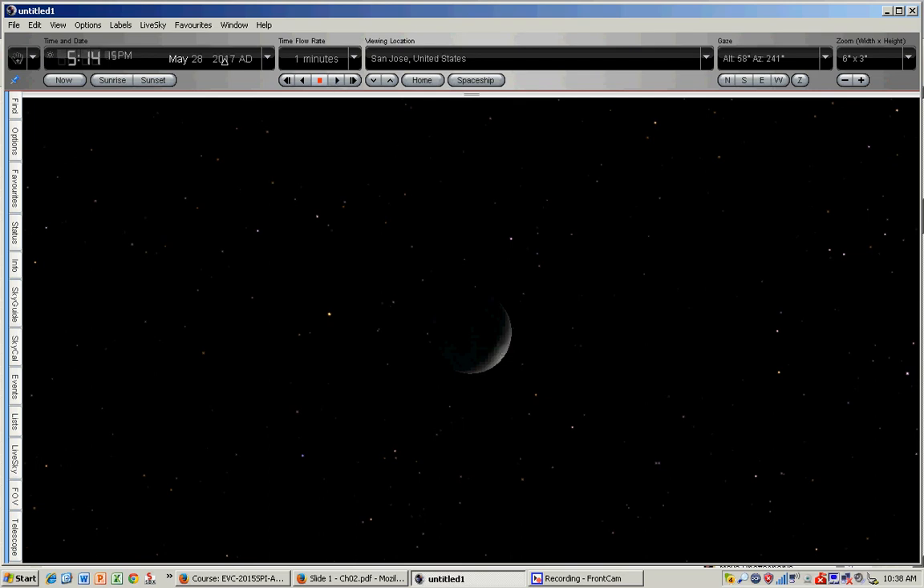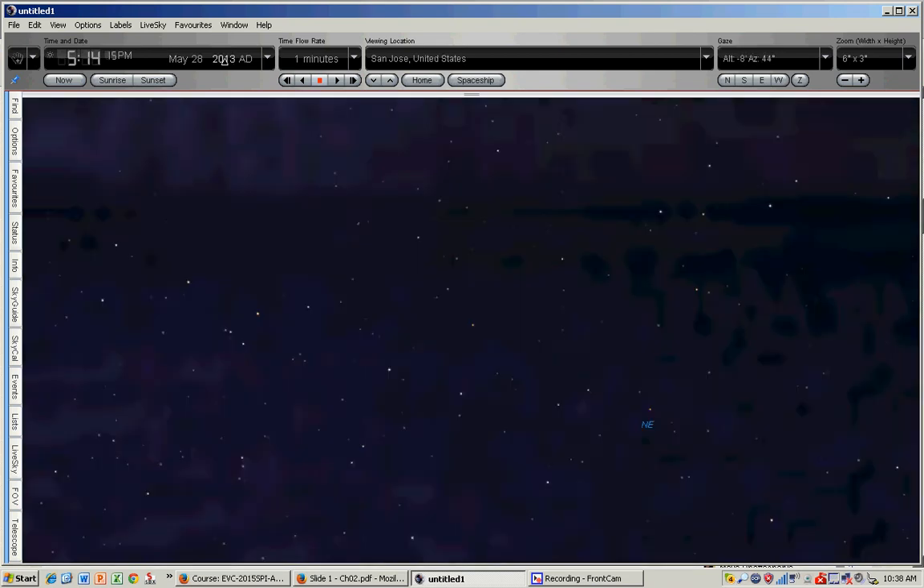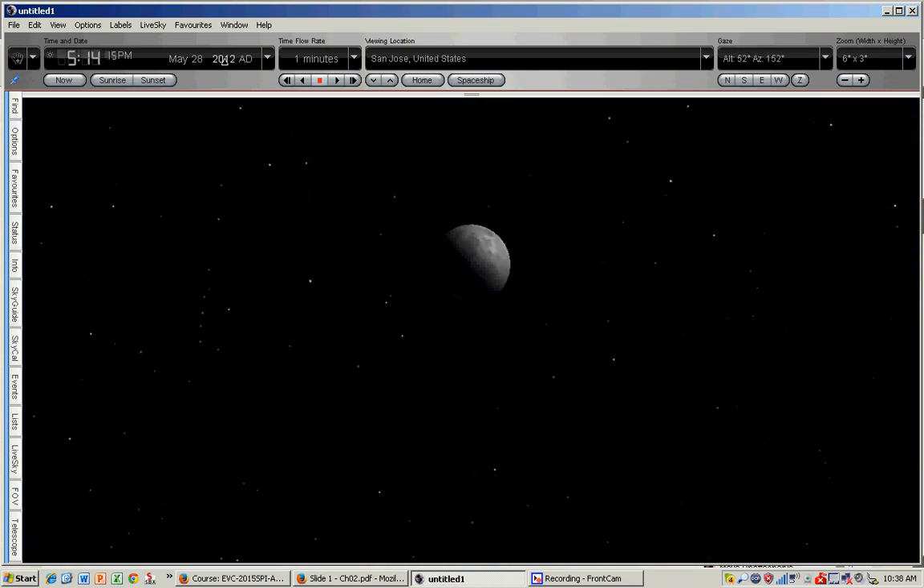Let me do something different now. How about this? Which phase is this, you think? Good. I agree with you. I would call this a first quarter. It's waxing, because you're grabbing with the right hand, you don't grab with the left hand, and if you take the horns and draw a line, it goes across the center of the moon. So it's a first quarter.